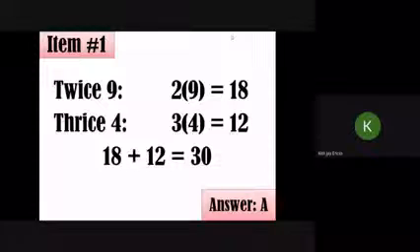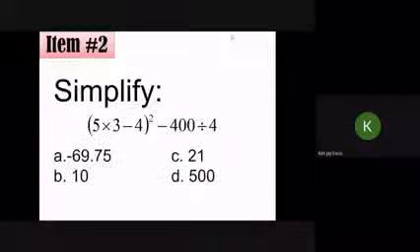Let's have the second item. Simplify the square of the quantity 5 times 3 minus 4, minus 400 divided by 4. Is it negative 69.75, 10, 21, or 500?